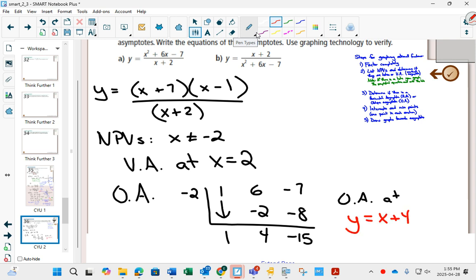So we ignore the remainder, and y equals x plus 4 is our oblique asymptote. So we did step 1, factored completely. Step 2, did our non-permissible values, figured out that they were vertical asymptotes. Step 3, we recognized that this was degrees bigger in the top than the bottom. It didn't simplify, so then we're going to get an oblique asymptote. Okay?